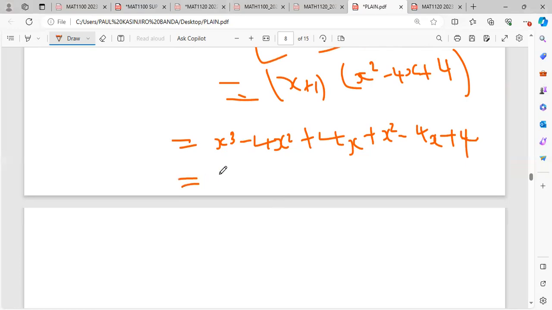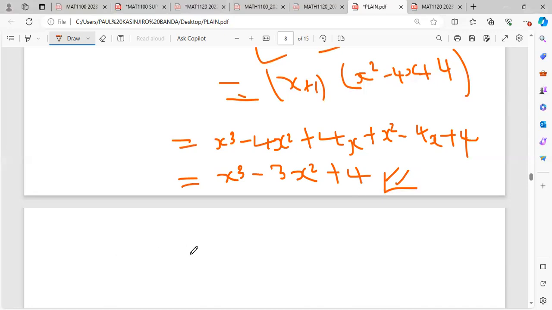So now here we put like terms together. It will be equal to x cubed. Then this x squared and this minus 4x squared combine, which means you have minus 3x squared there. Then this positive 4x and this minus 4x cancel, just being 0. Then what am I going to remain with? I'm going to remain with the positive 4. So this is my equation when I expand whatever I had there.